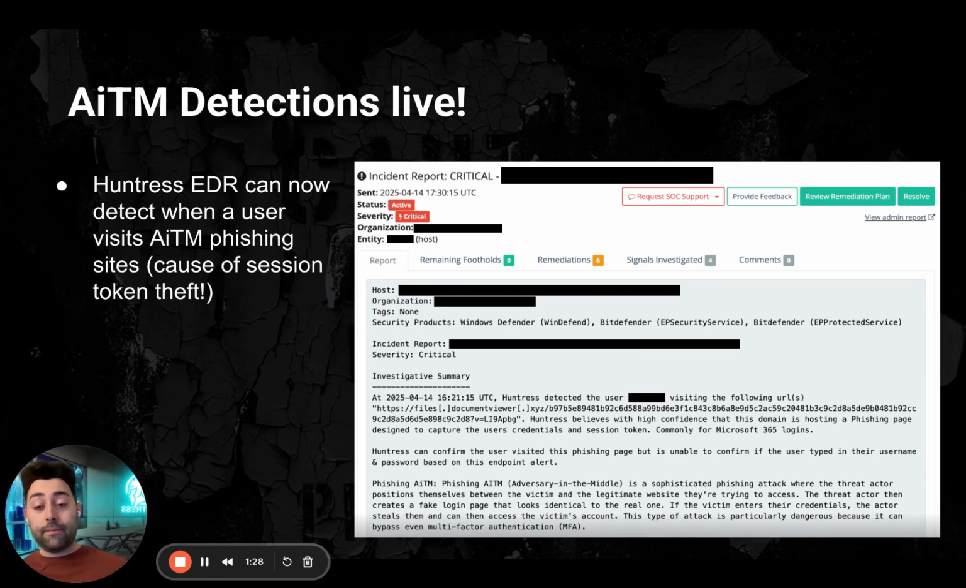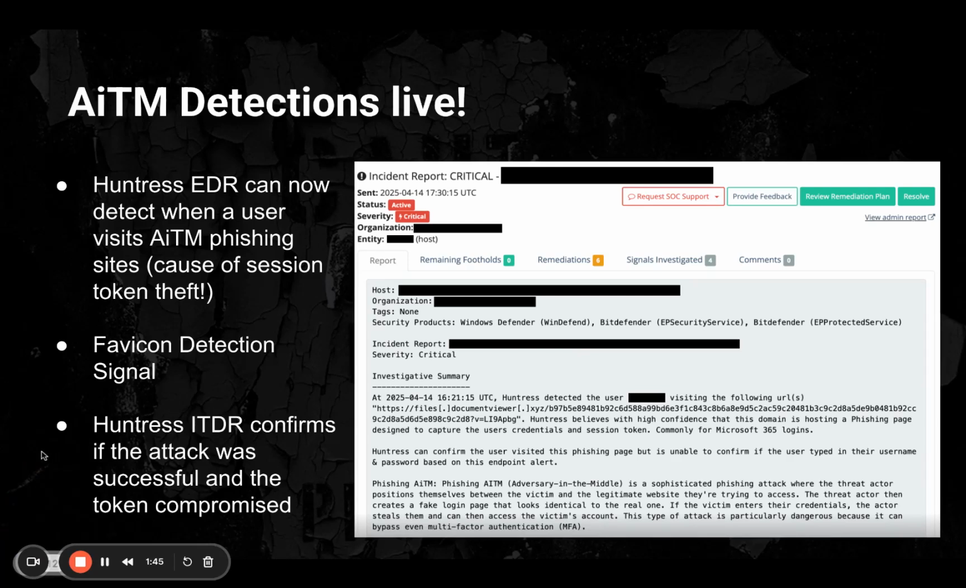Those two things combined are going to effectively increase our visibility and decrease the risk of this occurring. How are we able to do that? With things like favicon detections and other browser information that we have stored on the actual local machine. Our EDR agent has visibility to be able to analyze that. Now, I might need to minimize myself for this particular one. And the Huntress ITDR, as I mentioned, confirms if the attack was successful and the token was compromised.